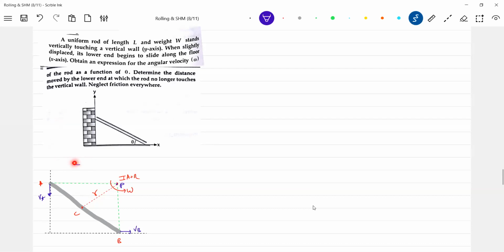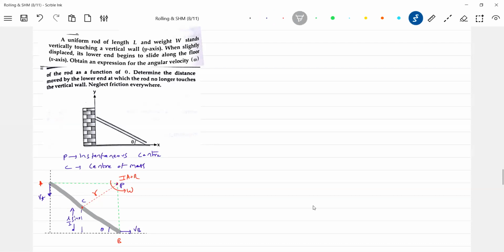Okay, these terms, what are P and C, we will define them. C is the center of mass. From here it will get angular velocity. Initially, the rod was vertical, so center of mass was at L by 2. Now let this rod make an angle theta. So what is the distance of this center of mass? It will be L by 2 sine theta.